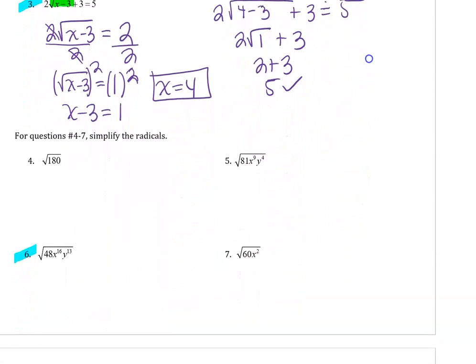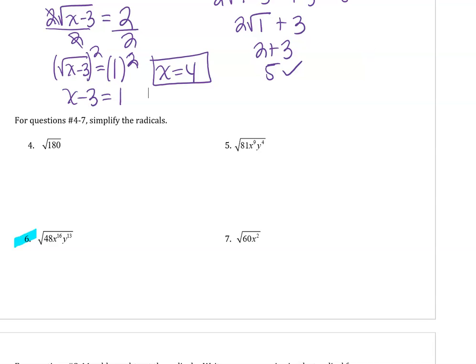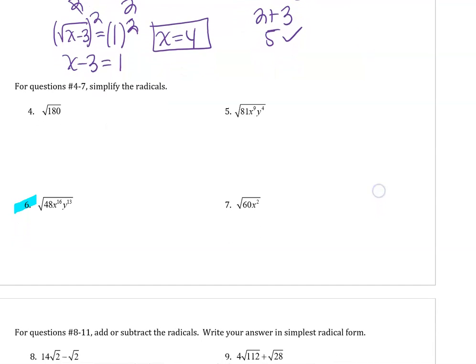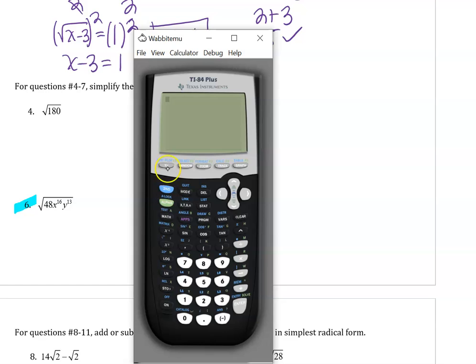On the test, you'll have to simplify radicals, both square root and cube root. Starting with number 6, I'm going to simplify the square root of 48x to the 16th, y to the 13th. You'll have to know your perfect squares, and if you ever struggle coming up with factors of a number like 48, you can use your calculator by going into y equals, putting in 48 divided by x, and looking at your table of values. So looking at the table, I can see that 3 and 16 are factors, and 16 is the biggest perfect square I can get.